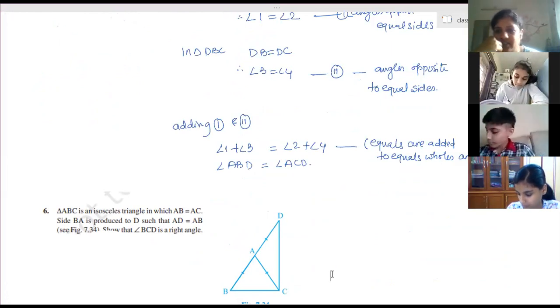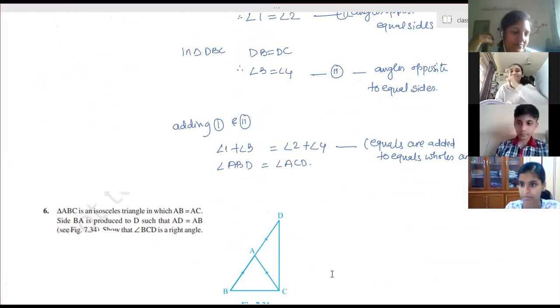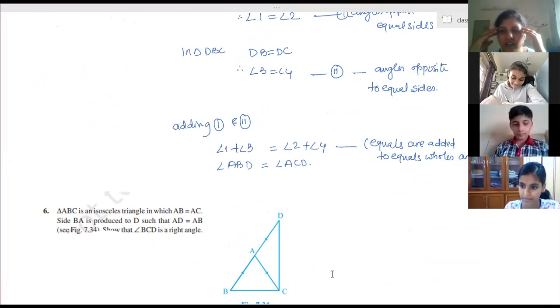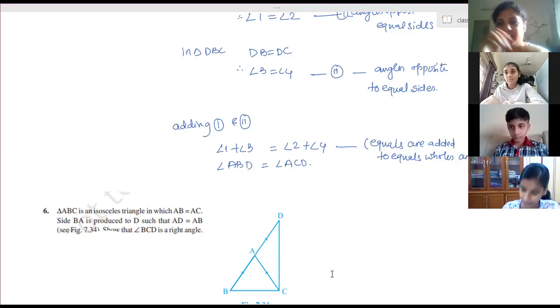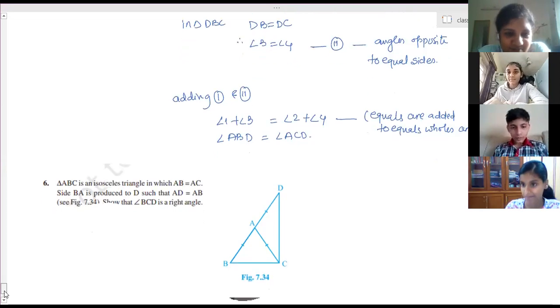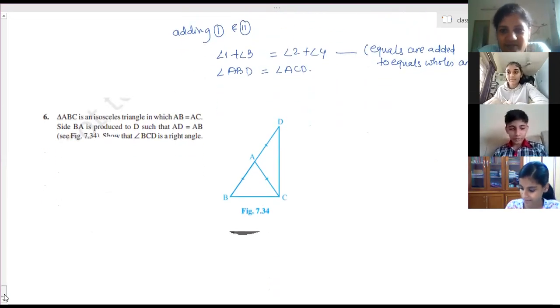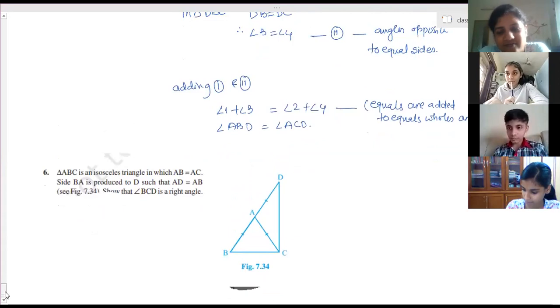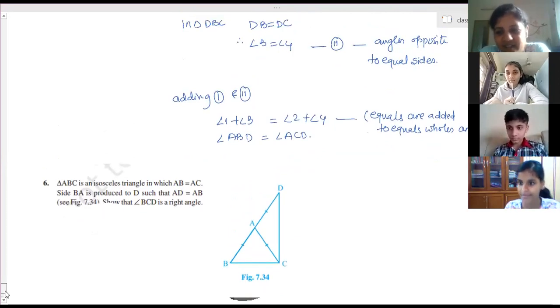Thankfully, the fourth exercise has been removed. Students are not able to understand that properly. Much more problem markers. Thankfully, that exercise is removed this year. Yeah, ma'am, will you explain the removed things also? Okay, a second.